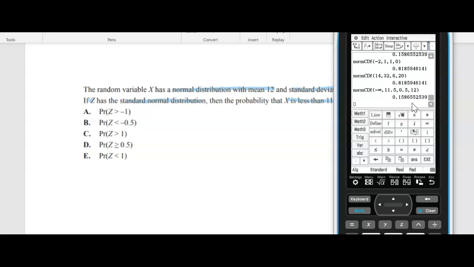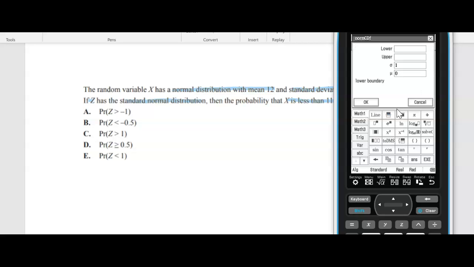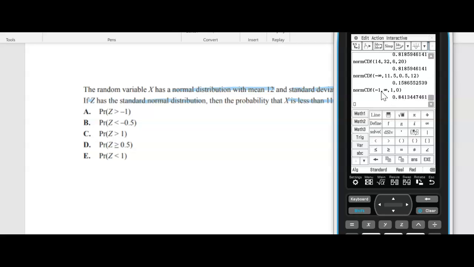All right, so we can just do the same thing. We want a probability equal to this. So what I can do is just go back into normal CDF. For option A, Z is greater than -1. So the lower limit is -1 and the upper limit is infinity. And because it's a standard normal, it's just 1 and 0. All right, so there it is. And we can just change the values now. See how my inequality sign changes.